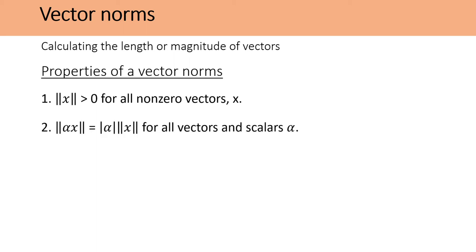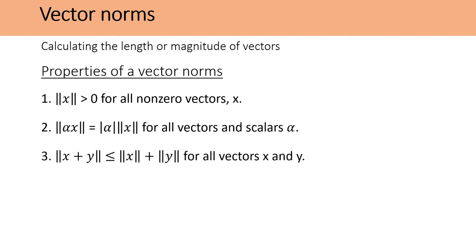2. Multiplying a scalar alpha by a vector S, and then finding the norm of that should be equal to the absolute value of scalar alpha multiplied by the norm of the vector S. 3. Summing two vectors S and Y and then finding their norm should be less than or equal to the norm of S plus the norm of Y.